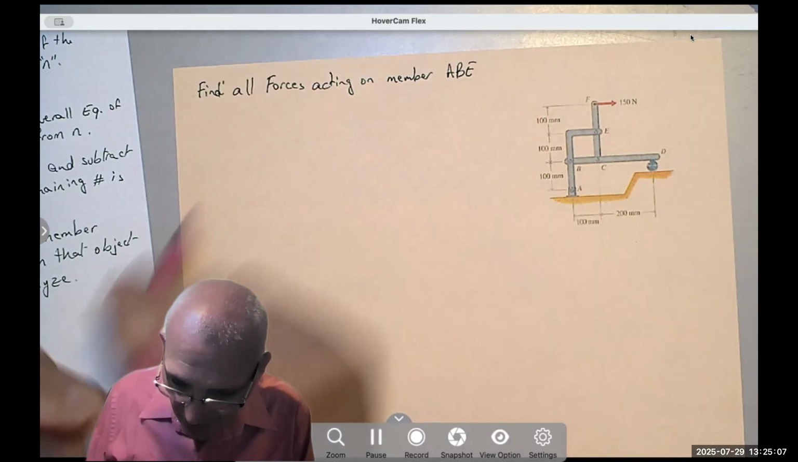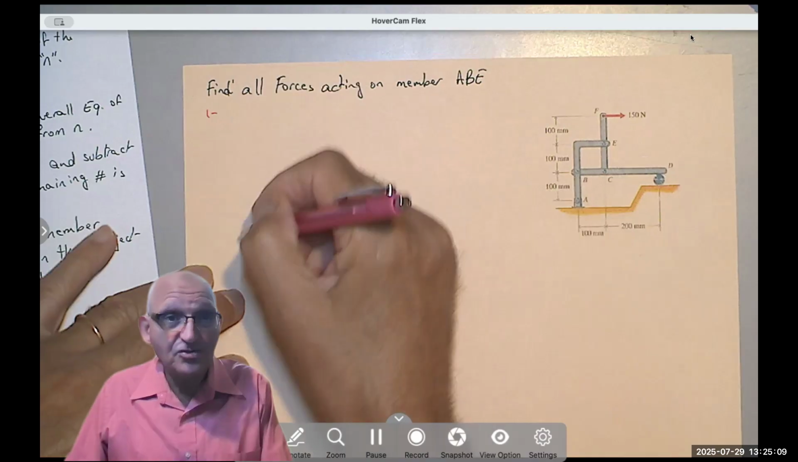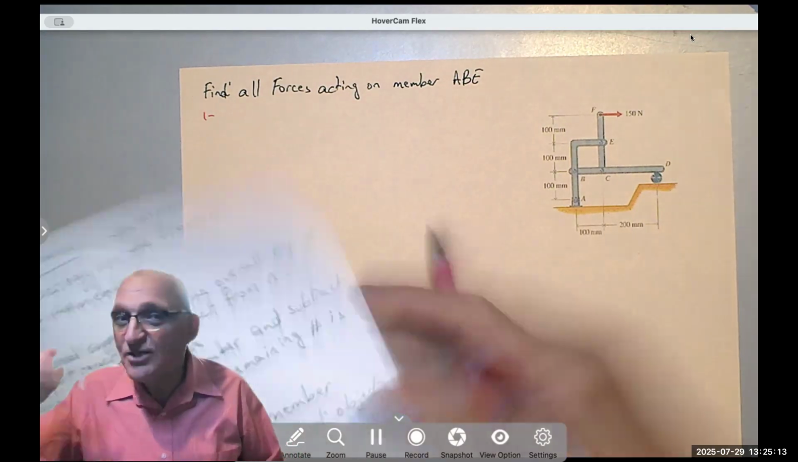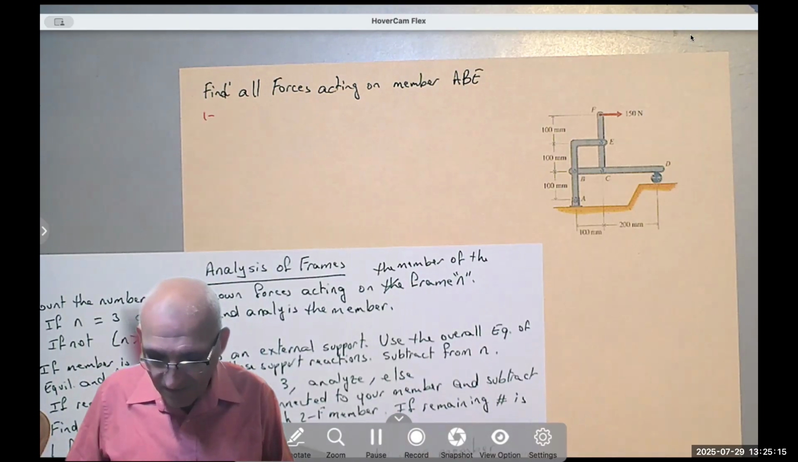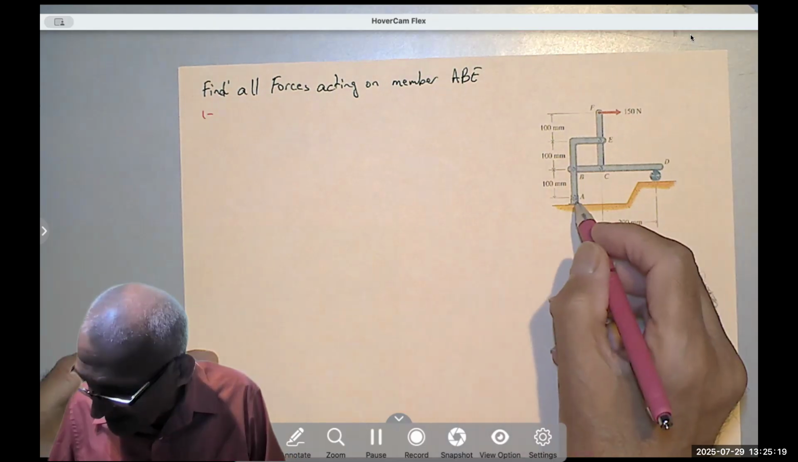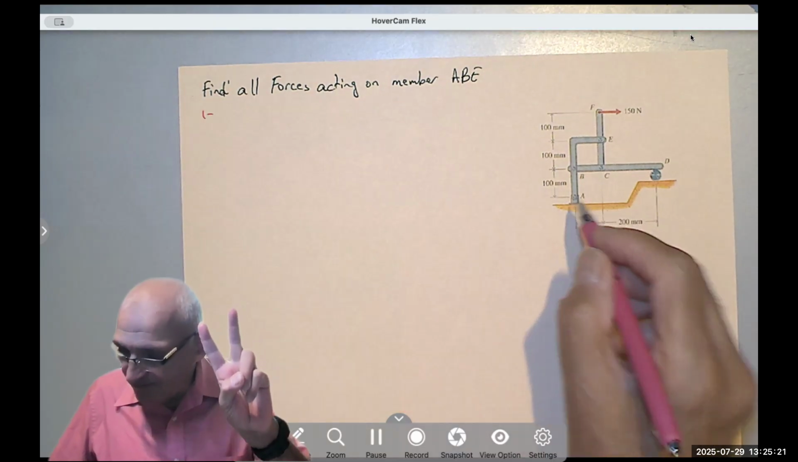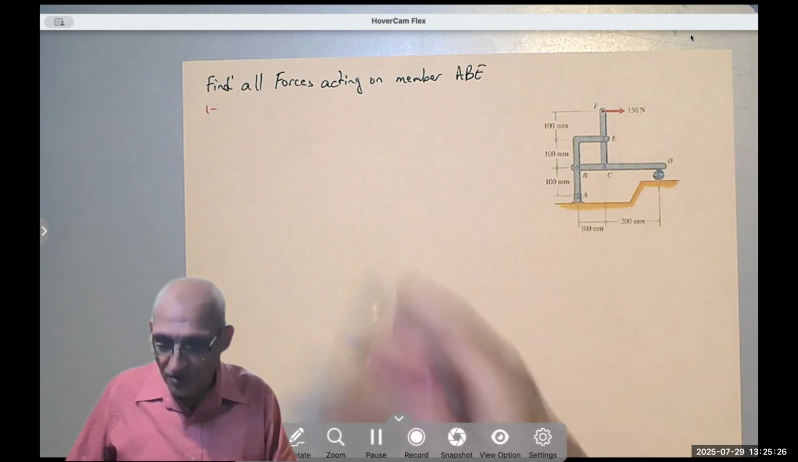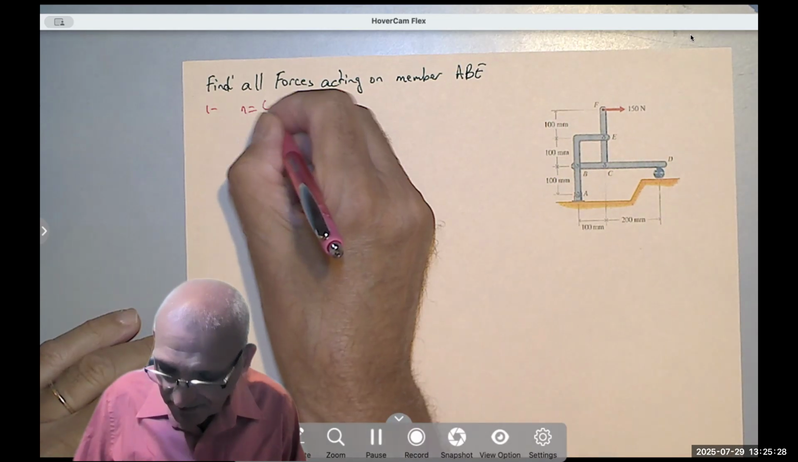Number one, I'm going to count. We are not going to write that on our solution. I'm just showing you the way you should think. Count the number of unknown forces acting on your member. I have a pin at A, that's 2. I have a pin at B, that's 2. I have a pin at E, that's 2. So N equals 6.